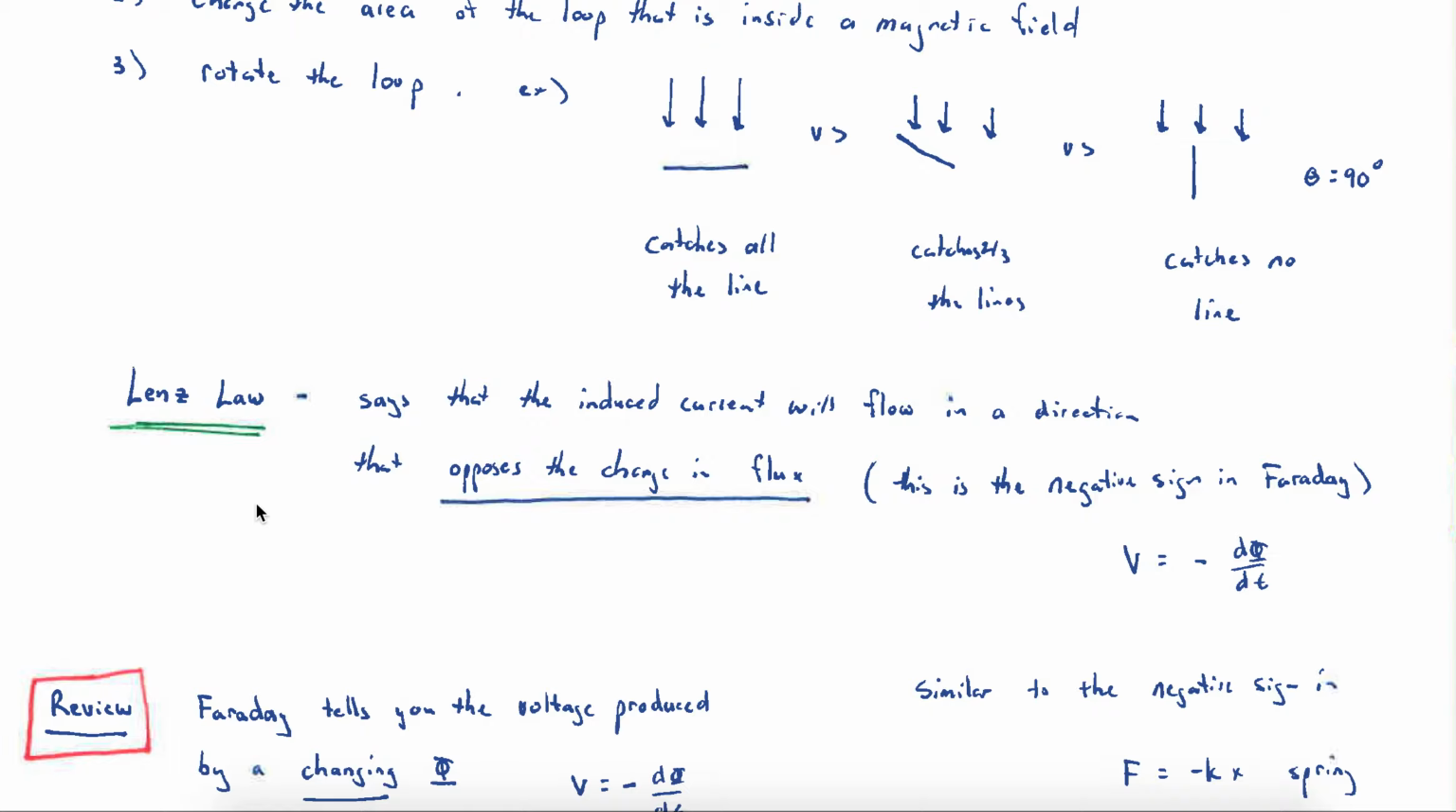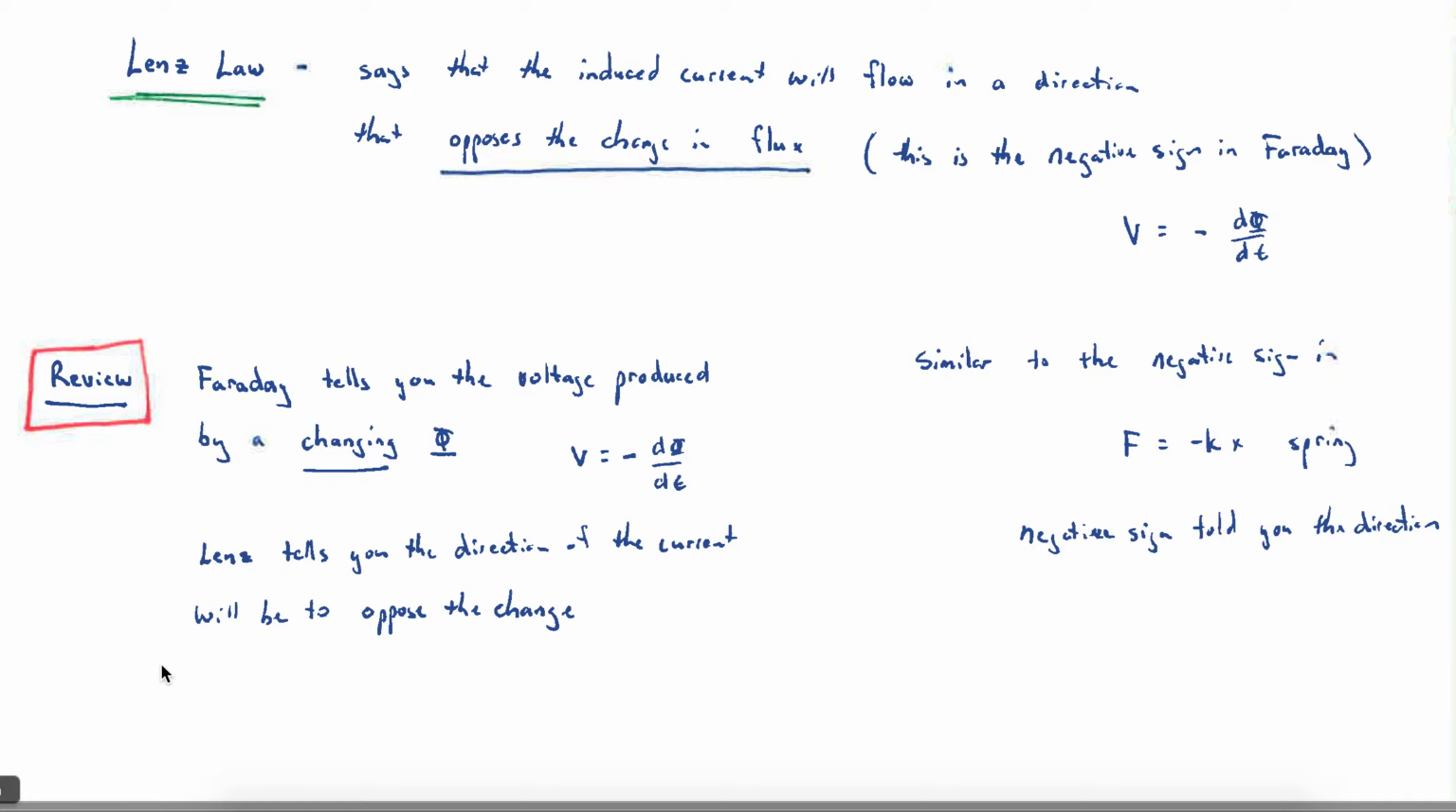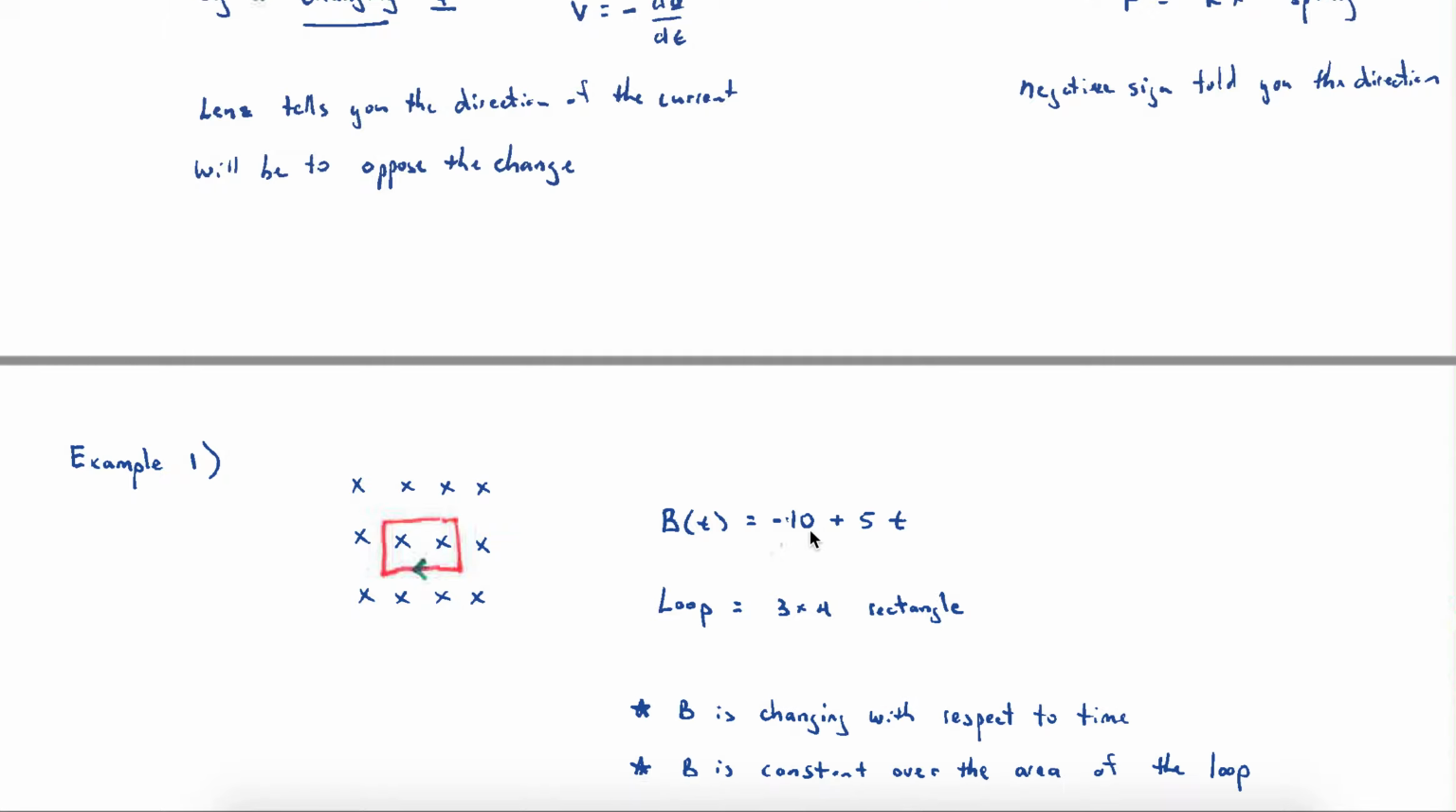Again, the negative sign is kind of like the negative sign in Hooke's law of F equals negative kx, where the force of a spring is in the opposite direction of the displacement. Here, the negative sign tells you the direction of the induced current, and it will always oppose the change. Again, we'll go through examples of that. It's all about the change. So Faraday tells you the voltage produced by a changing flux. Lenz tells you the direction of the current that will oppose that change. I'm going to take you through 3 examples of this.